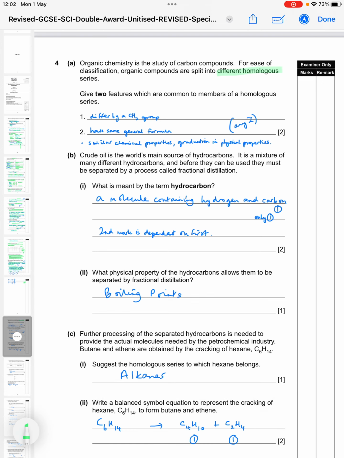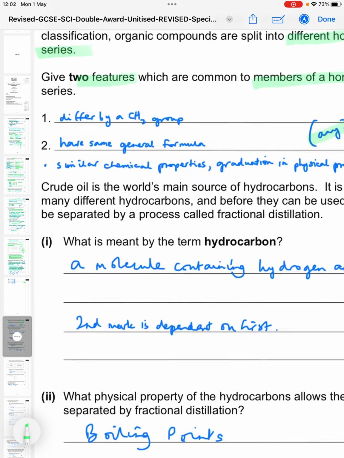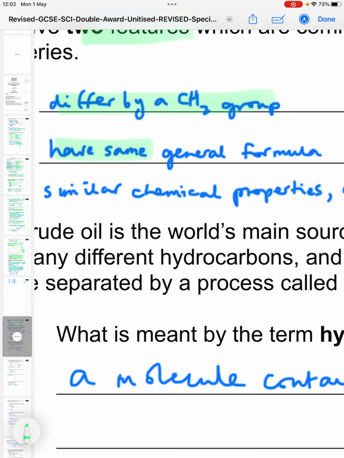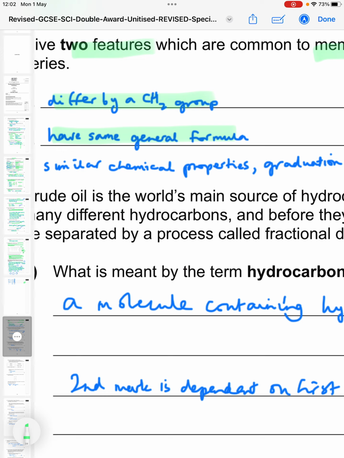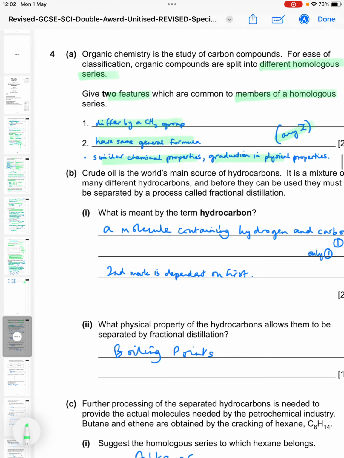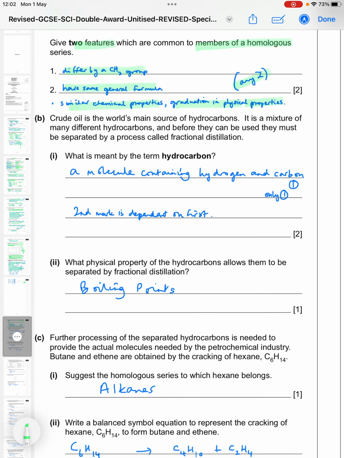Organic chemistry is the study of carbon compounds. For ease of classification, organic compounds are split into different homologous series. Give two features which are common to members of a homologous series. Any two of these: each one differs by a CH2 group, they have the same general formula, or they have similar chemical properties and a gradation in physical properties.